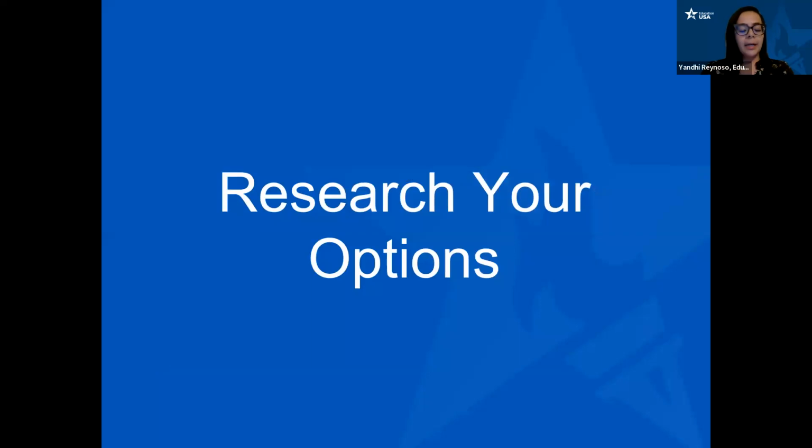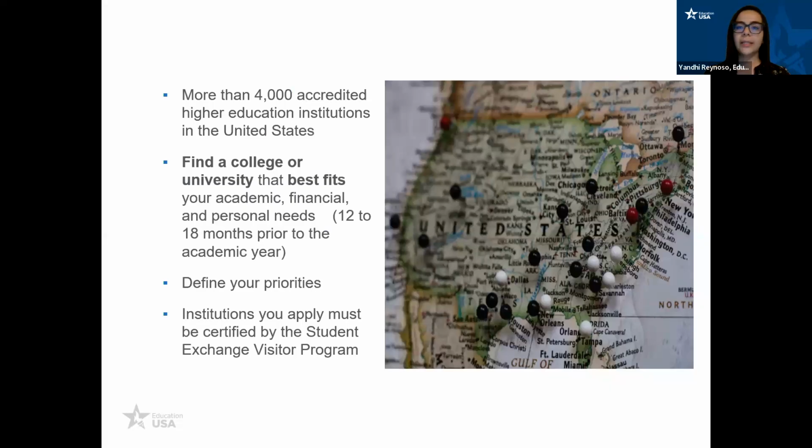So let's get started. We're first going to talk about how you can start researching your options. In the US, there are more than 4,000 accredited higher education institutions. This means you have many options to choose from. I know some of you might already be familiar with some institutions. That's perfect. I know some of you are also familiar with those institutions that are very highly competitive or that have a very low admission rate, and that is great.